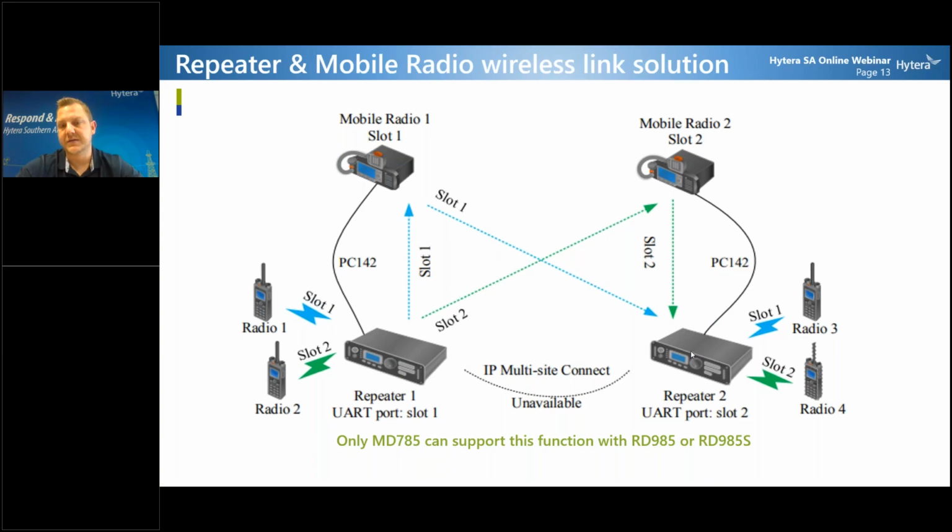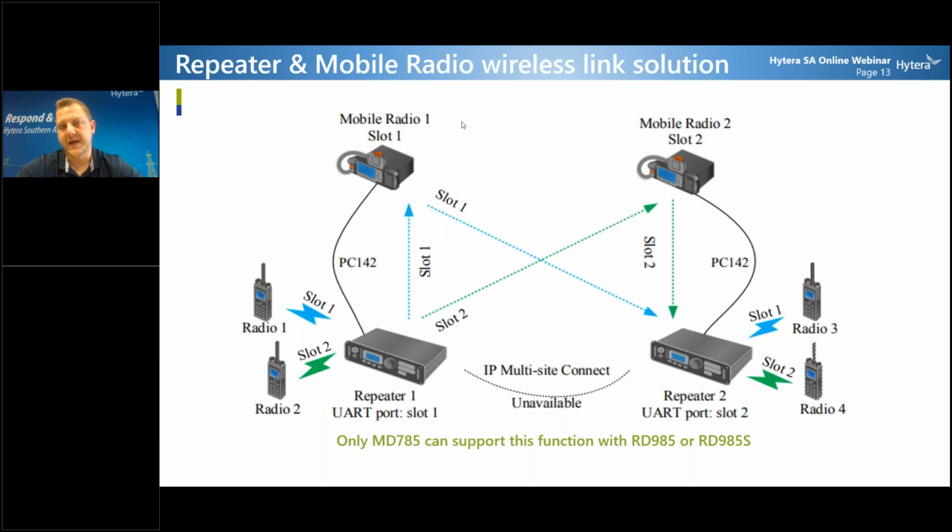So there's no limitation, the intelligence is there. It's not just audio going through, it also will forward the data. If it's a text message, if it's GPS data, all of that will also be transmitted from one repeater to the other repeater with this type of solution.